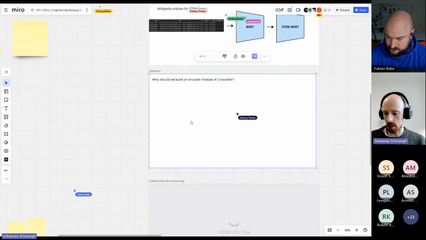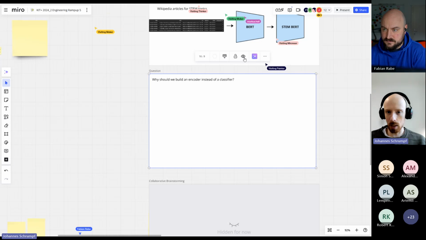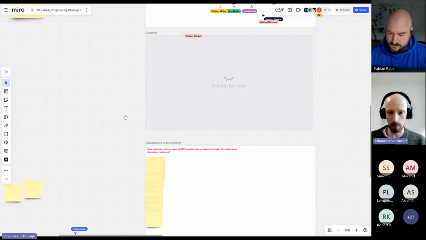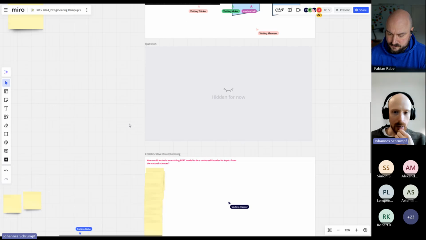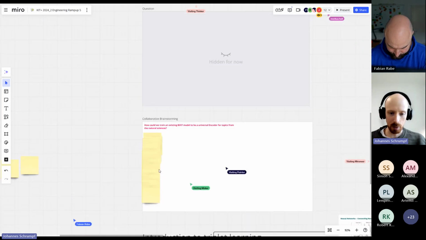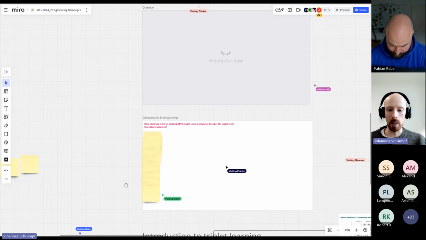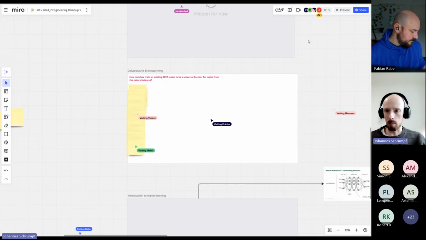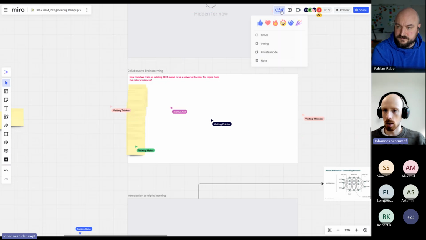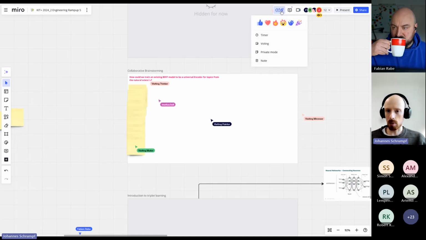Okay, let's skip this one, and maybe let's go into the collaborative brainstorming right away, and ask the question: how could we train the existing BERT model to become a specialized encoder for natural sciences? For this, I've collected some sticky notes here, and maybe we can take, let's say, 5 minutes to brainstorm a couple of ideas from you.